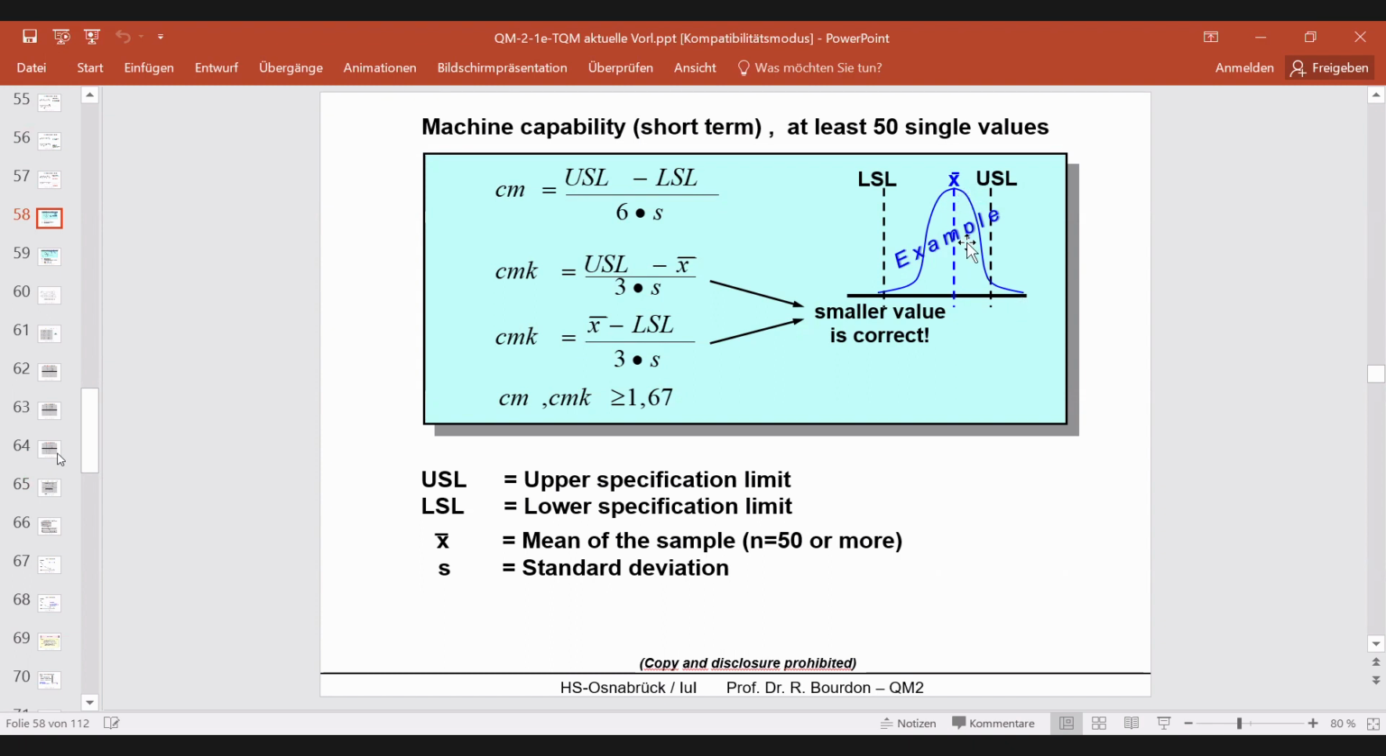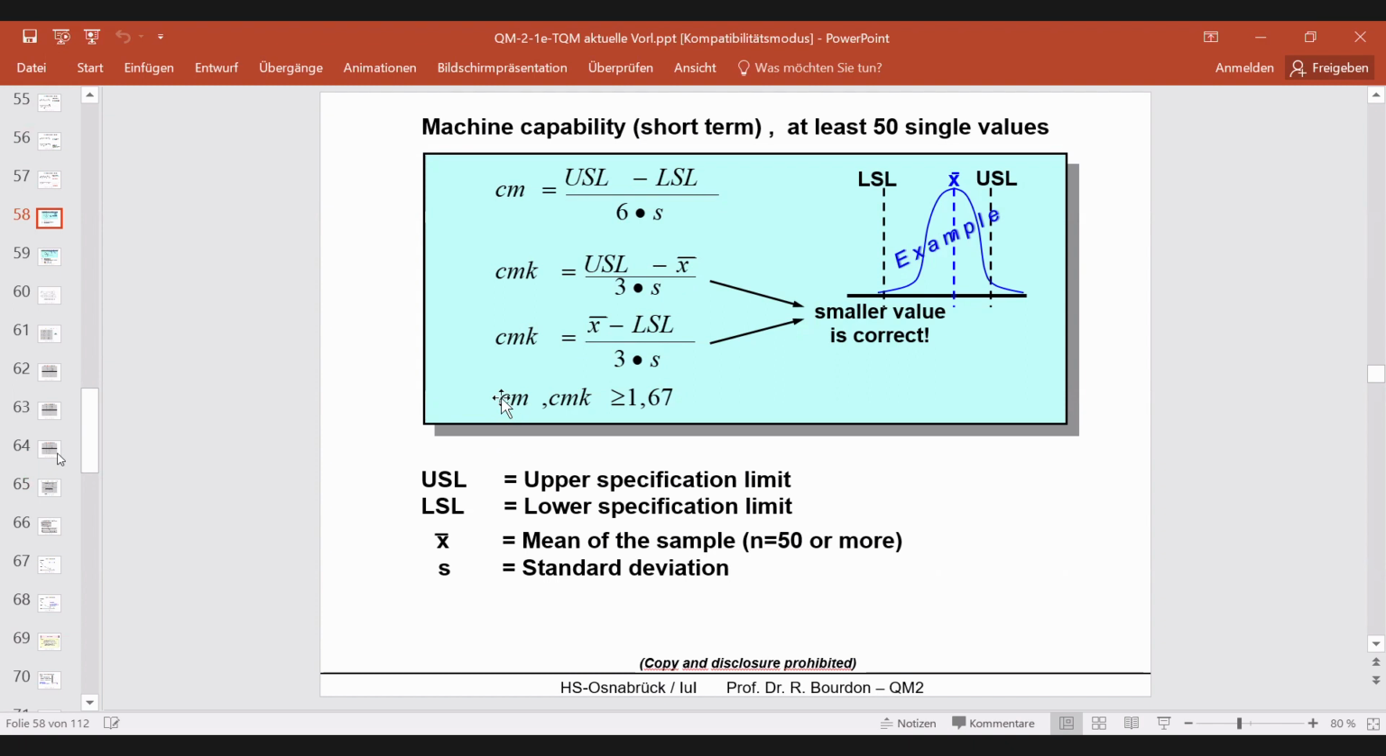This is shown here. This is a normal distribution. Here you have an X bar. This is the mean. And if the mean is closer to the upper specification limit, then you take this, because then the distance between the mean and the upper specification limit is smaller than to the other side, the distance between mean and lower specification limit. So the smaller one is the most critical one. And in this example here, it is the distance between mean and upper specification limit. This means this one here should be the smaller CMK value. So this is the correct CMK value, which you take for your analysis.